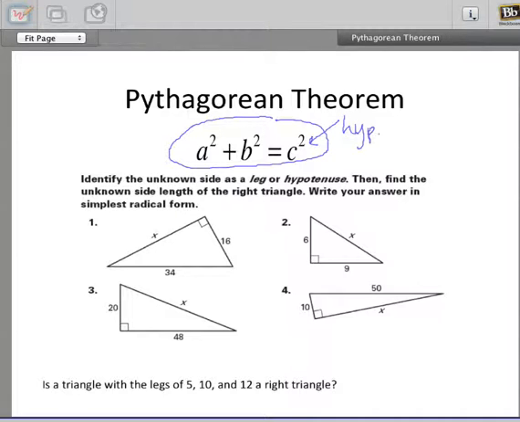So let's look at number 1. Okay, which section of the triangle is the hypotenuse for number 1? What number or letter? What do you guys think? You can use the chat feature, you can use your pen. Which side is the hypotenuse?